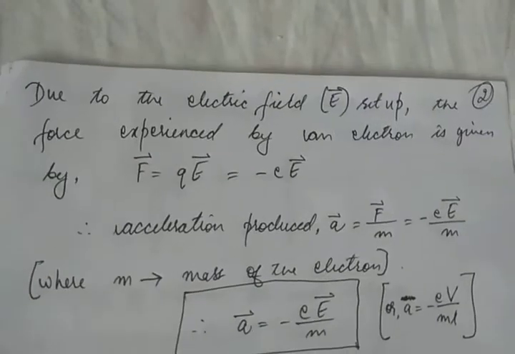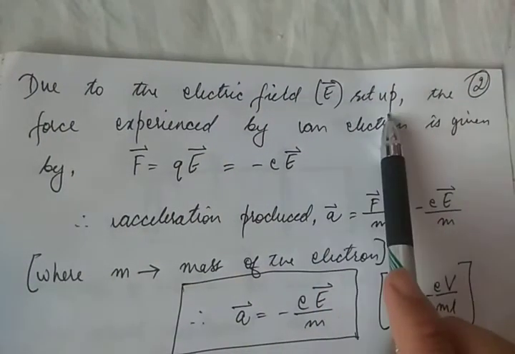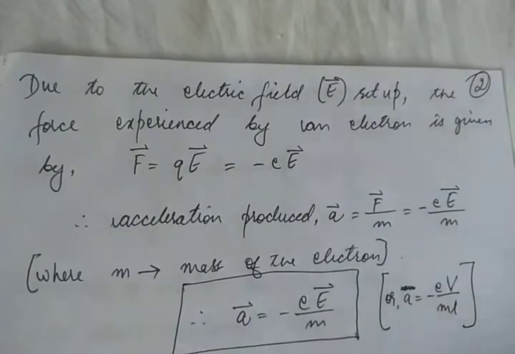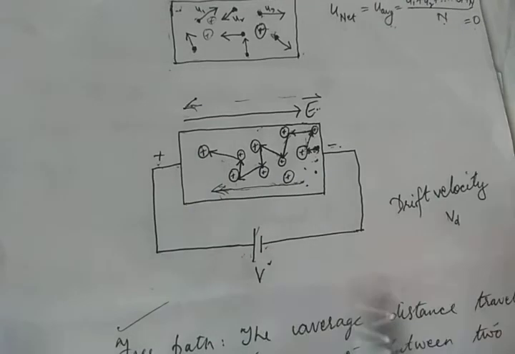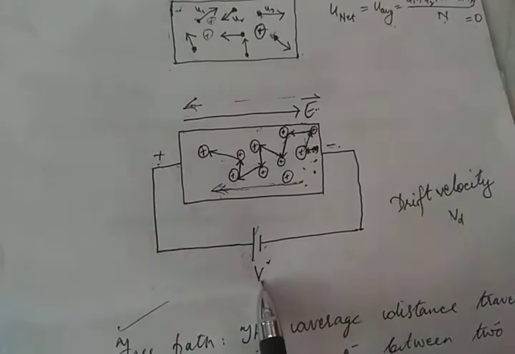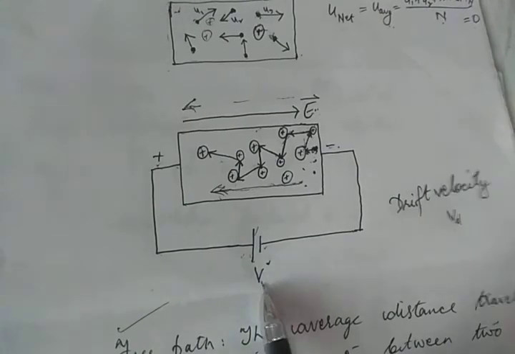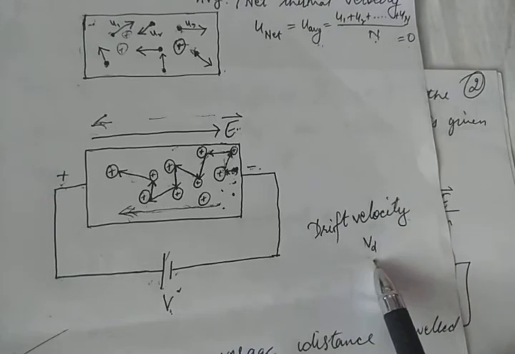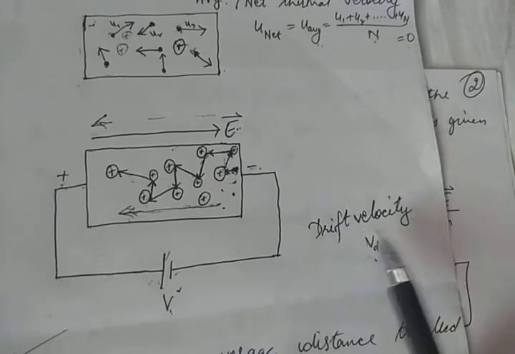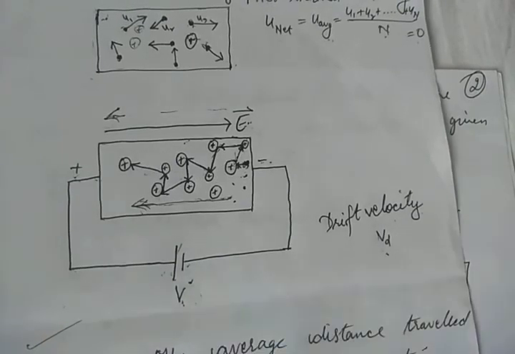So here, due to the electric field E set up, what is happening is due to the external potential difference that is applied over here, this is capital V, by the way. Whenever I write or mention potential difference, remember it is denoted by a capital V, whereas whenever I mention velocity, it is denoted by a small v. Remember, small v denotes velocity and capital V denotes potential. So don't get confused, this capital V, this small v.